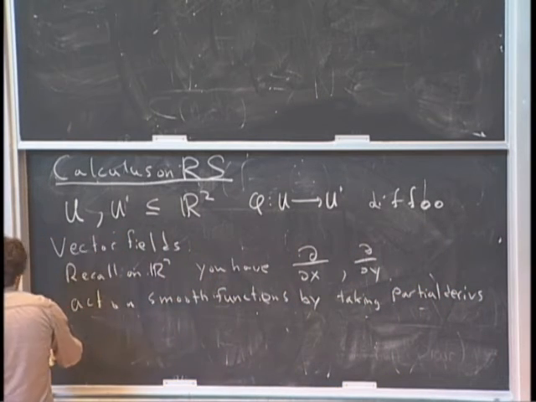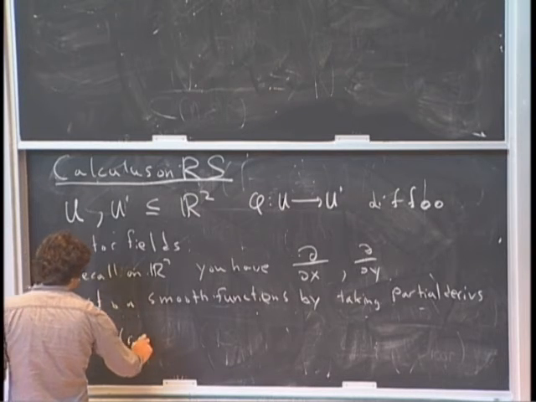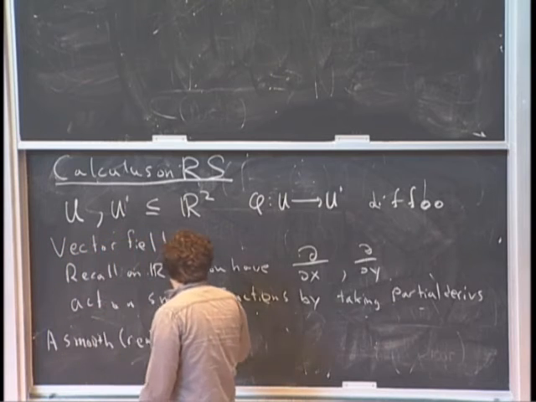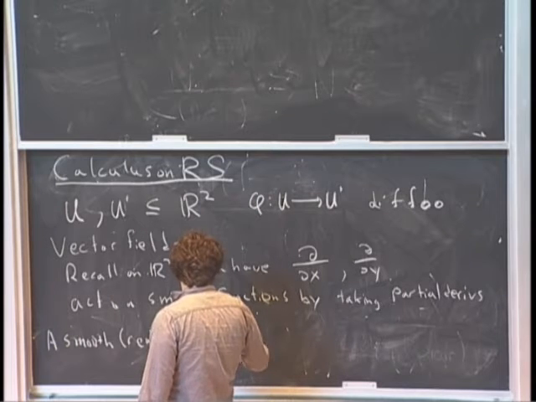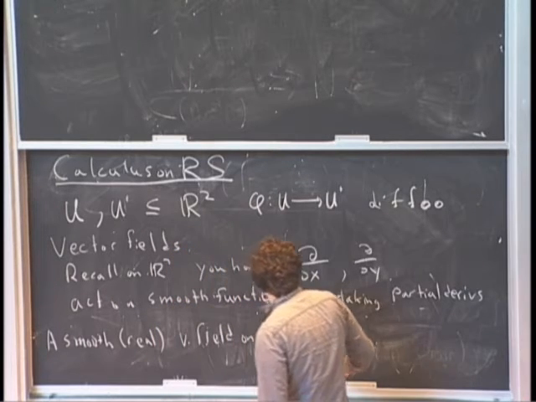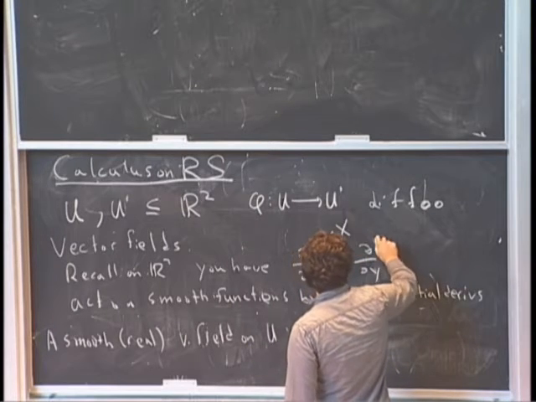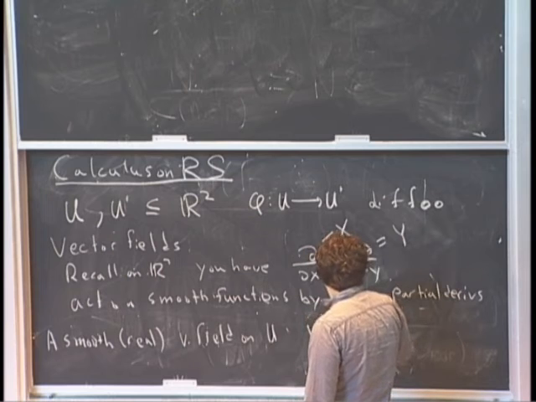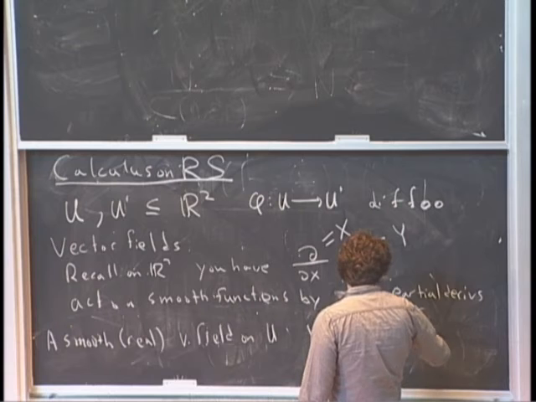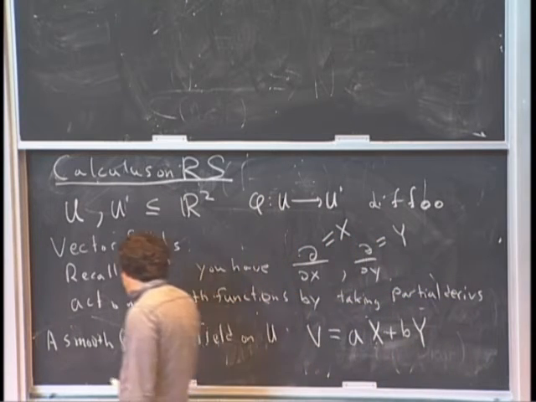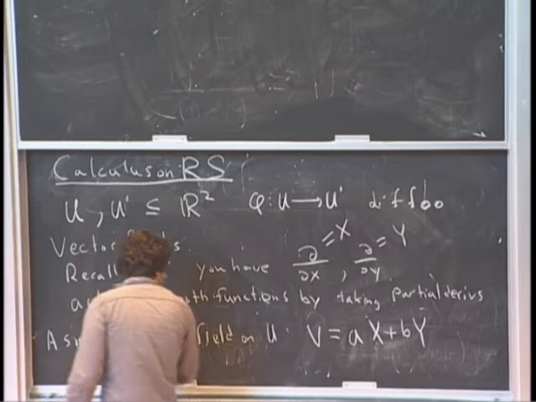So in general, a smooth vector field, a smooth, say, real vector field, I won't usually put this, on, say, U, is just a function V, which is equal to, and sometimes I'll just write this as, a times d/dx plus b times d/dy, for a and b, say, C infinity functions on U.